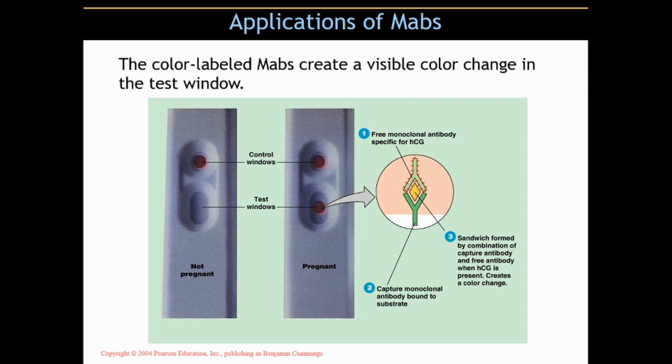So what you have here, if you look at this little diagram on the left, the free monoclonal antibody specific for HCG, human chorionic gonadotropin. And so this one is a free one, meaning it's in that test window area, that bubble. And with it carries an enzyme that will create a chemical reaction that will produce the color red if HCG is present. Then, if you look down at the bottom there, number 2, there's a capture MAB that's bound to a substrate.